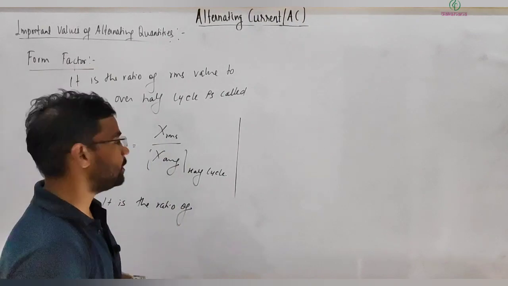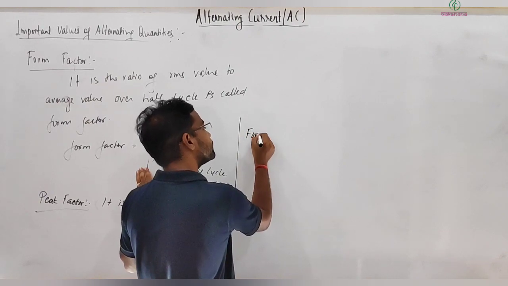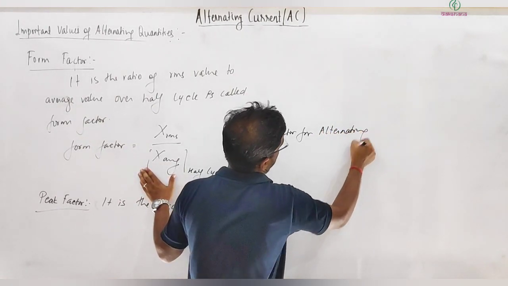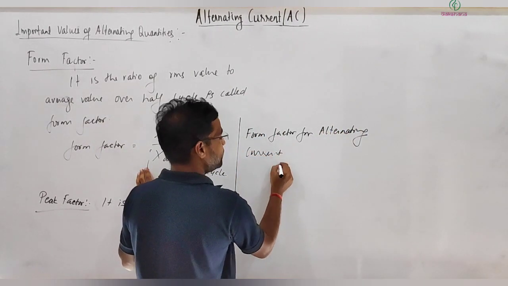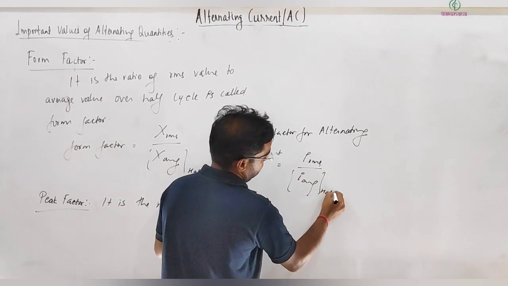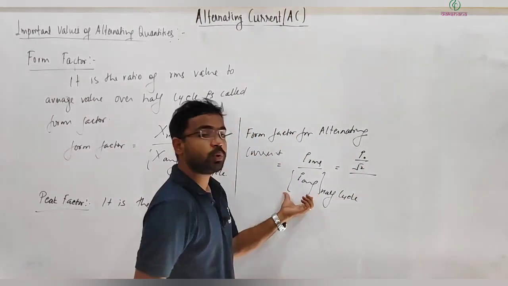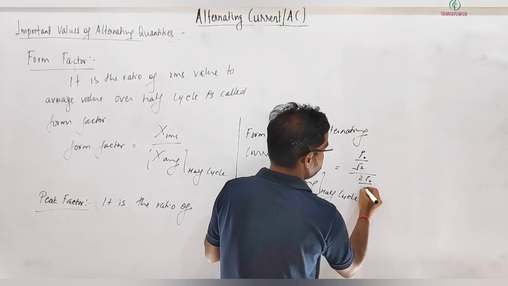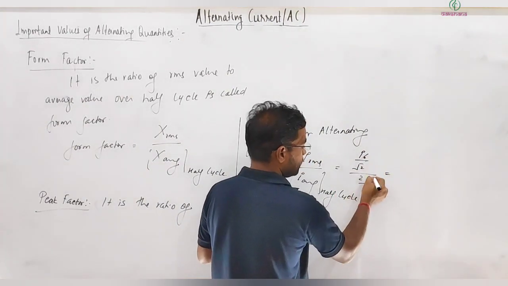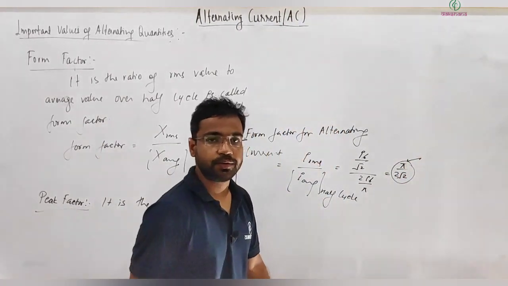So if I talk about the form factor for alternating current, then what will be that? So I know the form factor for alternating current will be equal to I RMS divided by I average over half cycle, and I RMS is I naught divided by root 2. And what is I average? We calculated it's 2 I naught divided by pi. So the form factor, after solving it, I naught gets cancelled. This is pi divided by 2 root 2. This is the form factor for alternating current.